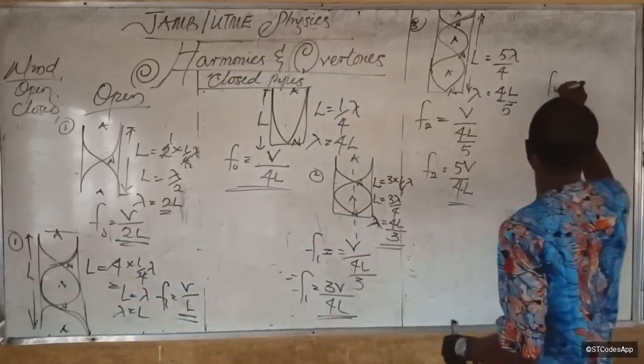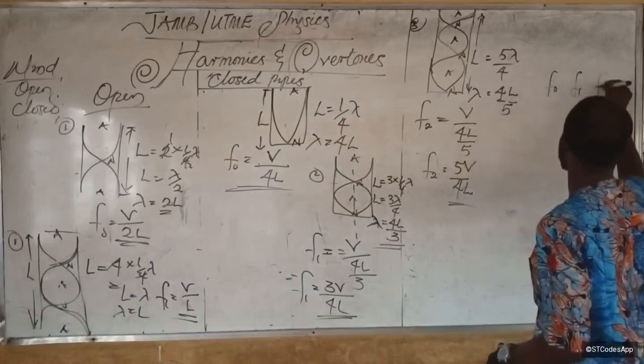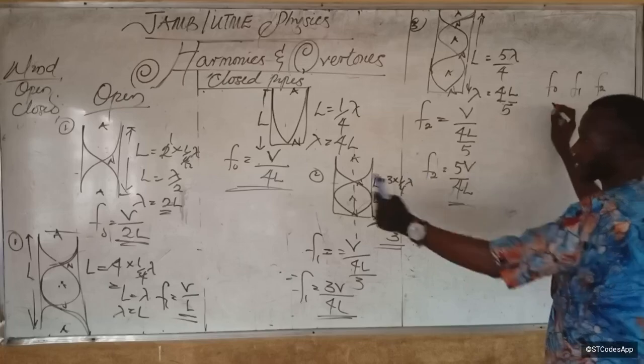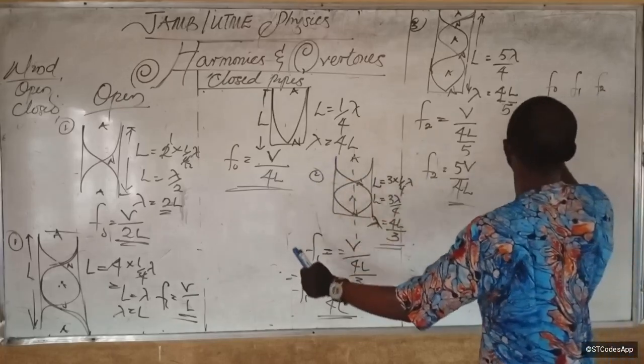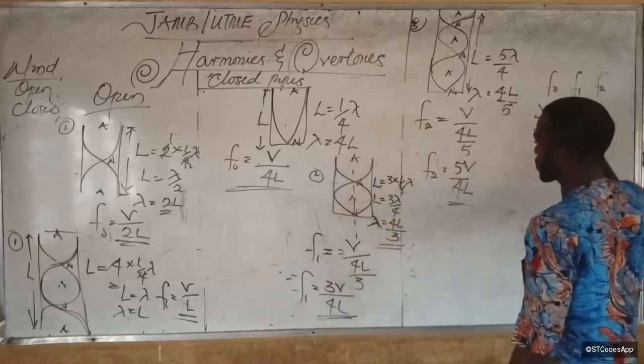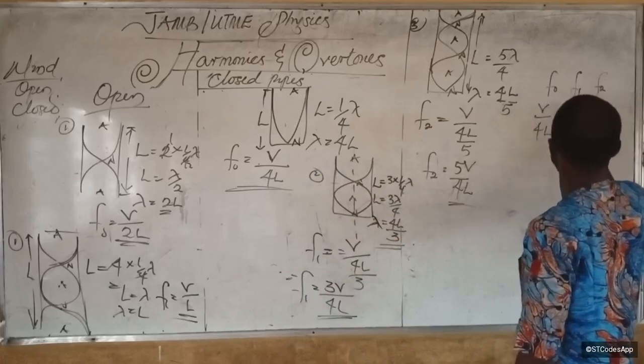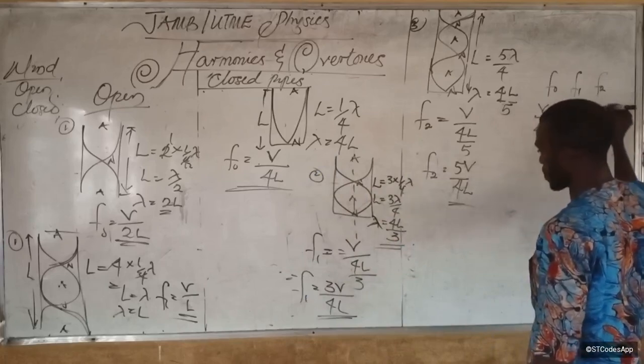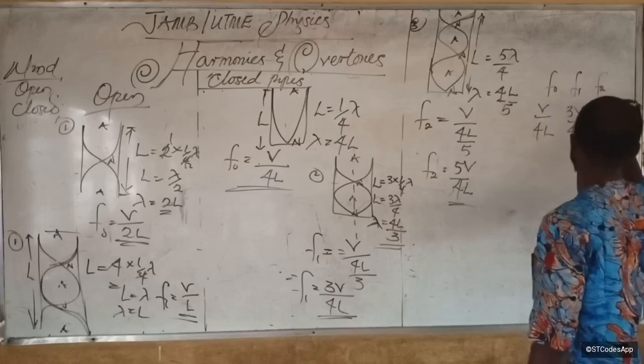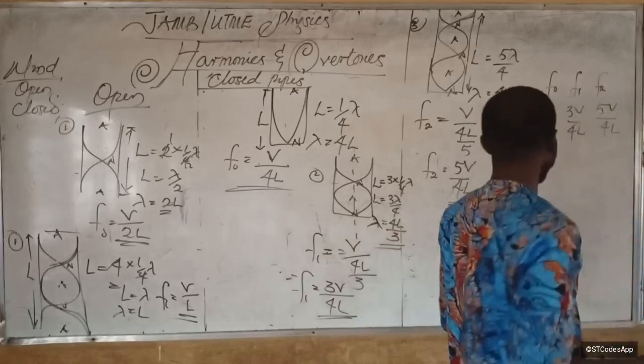So what's the first harmonic, second harmonic, third harmonic? That's what we did. First harmonic is what? V over 4L. Second harmonic is what? 3V over 4L. Fourth harmonic is what? 5V over 4L. What do you notice?